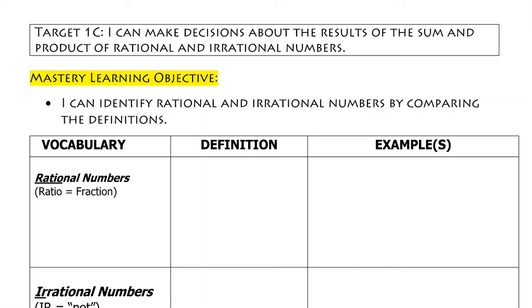Hey guys, today we're looking at target 1C, which is I can make decisions about the results of the sum and product of rational and irrational numbers. And our MLO is that we can identify rational and irrational numbers by comparing the definitions. So we have to know what a rational and an irrational number is.